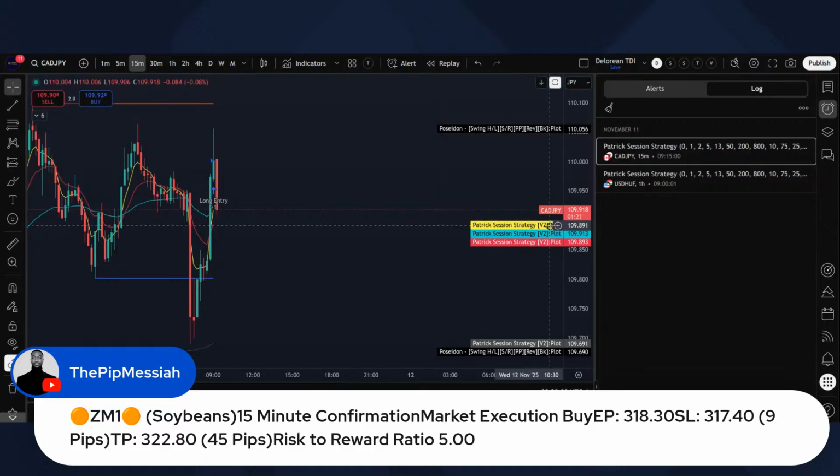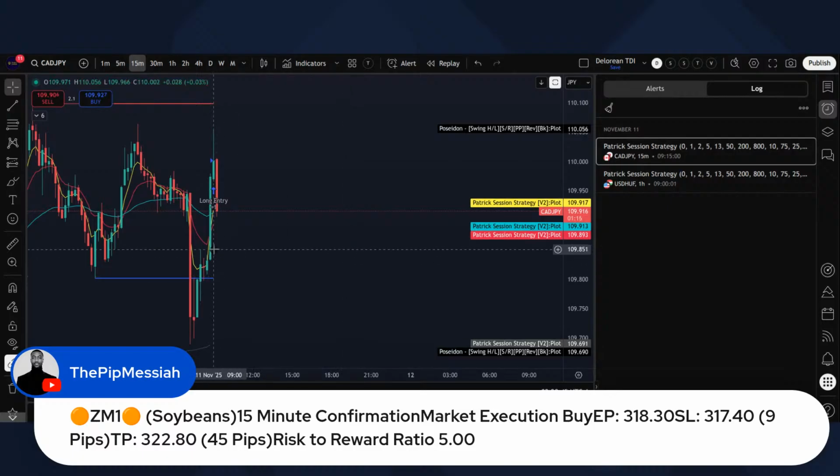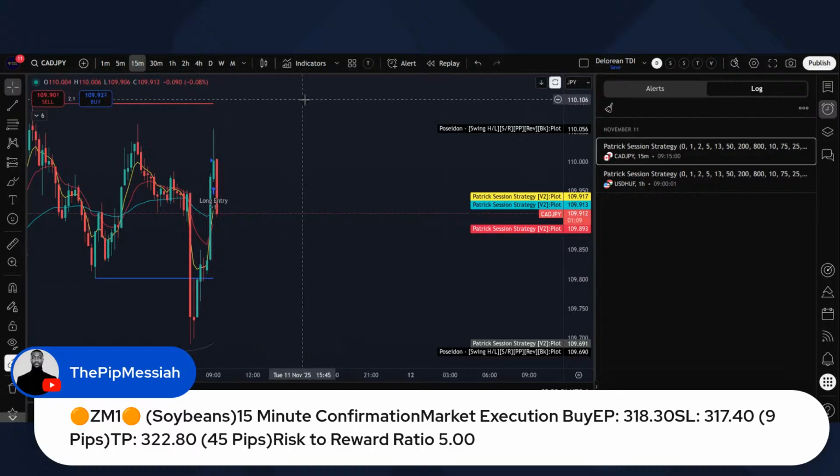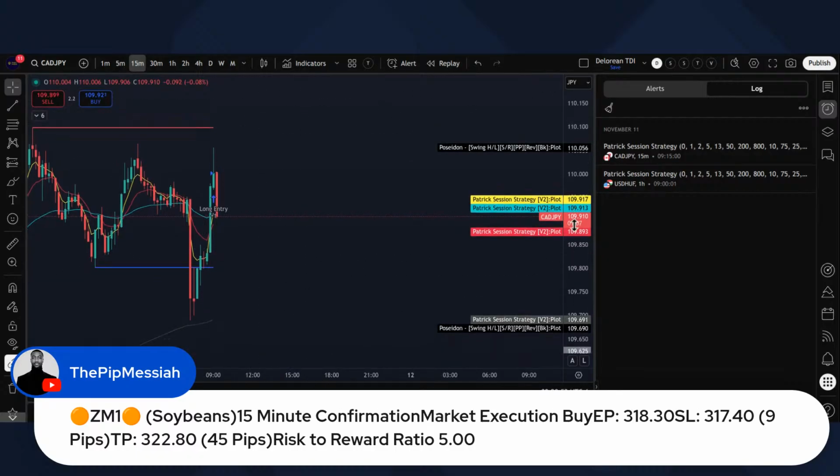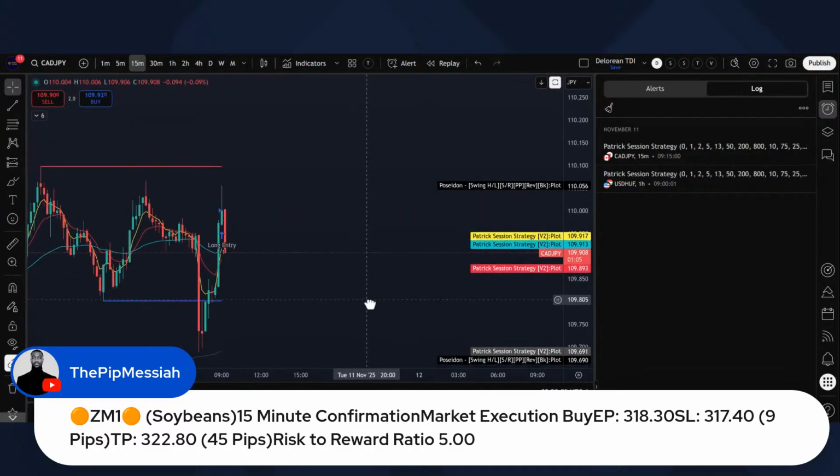All right, next up, in less than 5 minutes, we've got a call on Canadian dollar versus Japanese yen. It's doing exactly what we wanted it to do. Called the signal here. Price is pulling back into price action. It's going to give us a better entry. One minute left to go.